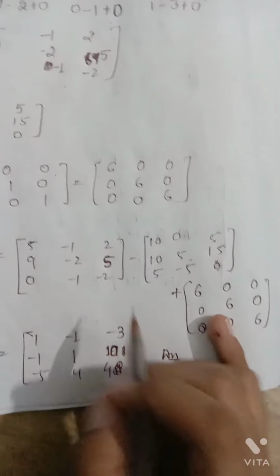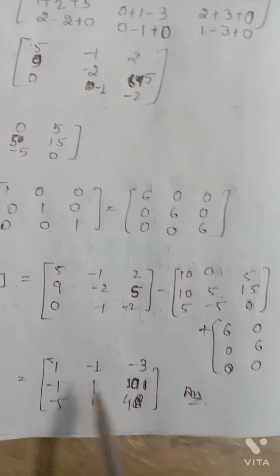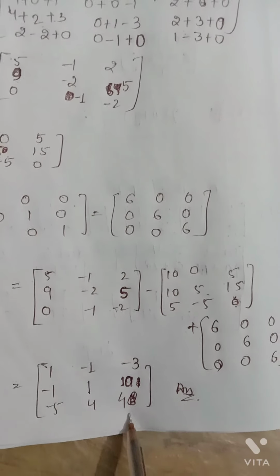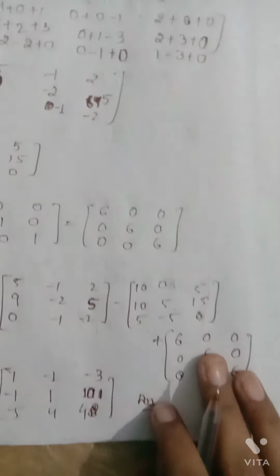I have made a mistake. It is minus 2. So it is the answer. This is the correct answer. It is 4. Please check it. Correct answer. In the 16th question, we have to do the same. So I'll move to question number 17.